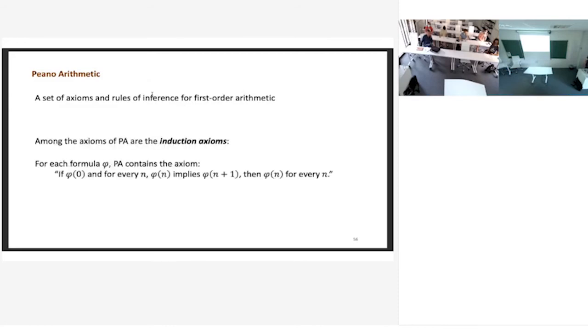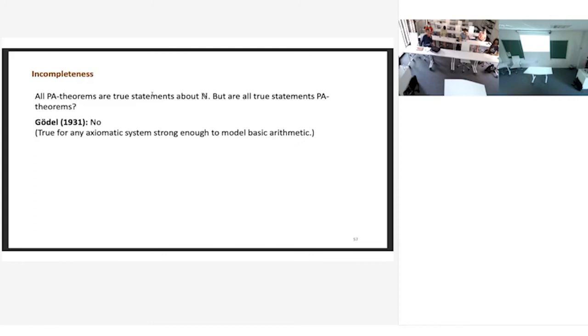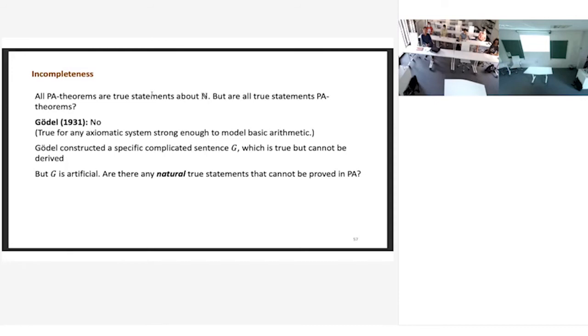And as Gödel proved, any axiomatic system strong enough to model basic arithmetic contains sentences that are true but cannot be proven unless the system itself is inconsistent. So in particular, Peano arithmetic has things that are true but cannot be proven in it. Gödel constructed a complicated sentence G that is true but cannot be proven, and people started wondering whether there were natural theorems that cannot be proven in Peano arithmetic.